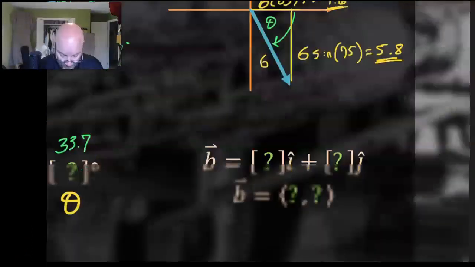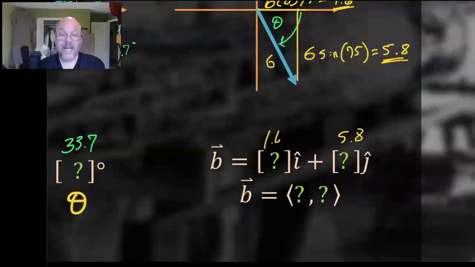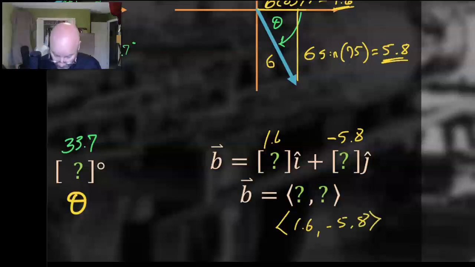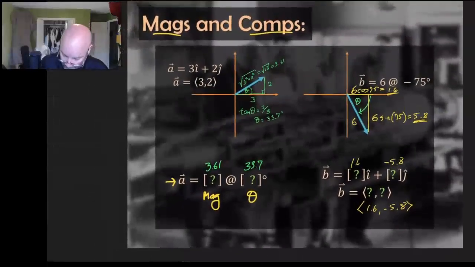Then all we need to do is put in here that this one is 1.6 and this is 5.8, except that it's down. It's in the negative direction, so we have to make sure we put a negative on that. And down here, in my other notation, I'd go [1.6, -5.8]. There we go. Let me zoom out on that so you can take a look at all of our nice work.